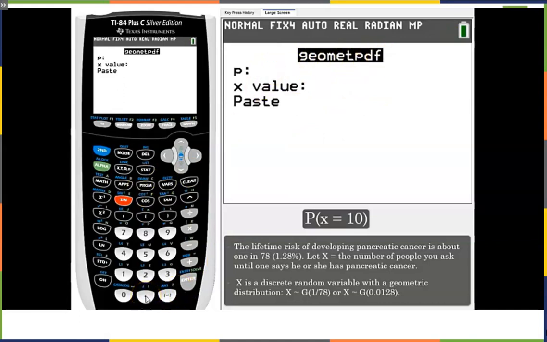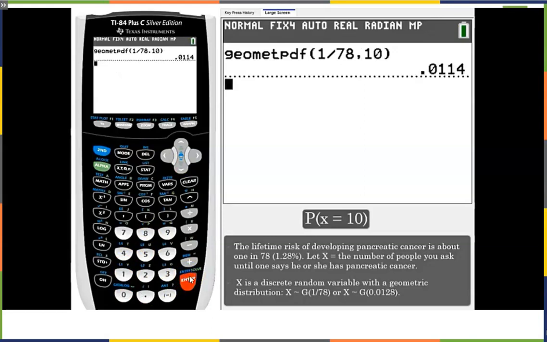My p-value was 1 in 78, so 1 divided by 78. There's no rule that says I can't put some math in here. And my x value was 10. 0.0114 is the probability that it will take me 10 people before I get a positive value.